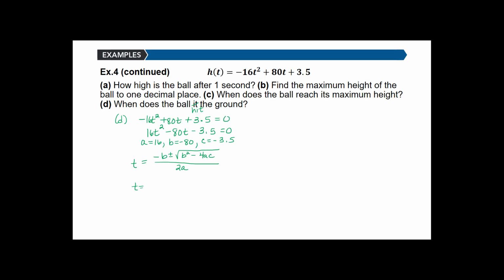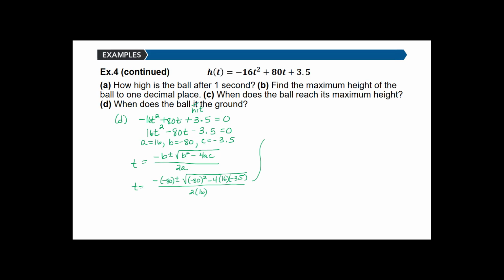Substituting the appropriate values of a, b, and c, we get the opposite of negative 80 plus or minus the square root, and then there's a b again, so put that in parentheses, negative 80 squared, minus 4 times a is 16, and c is negative 3.5, and then this is all divided by 2 times 16.